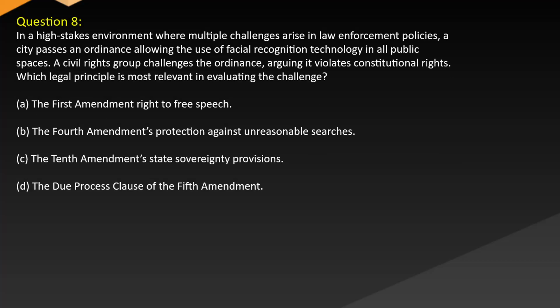Question 8. In a high-stakes environment where multiple challenges arise in law enforcement policies, a city passes an ordinance allowing the use of facial recognition technology in all public spaces. A civil rights group challenges the ordinance, arguing it violates constitutional rights. Which legal principle is most relevant in evaluating the challenge? A. The First Amendment right to free speech. B. The Fourth Amendment's protection against unreasonable searches. C. The 10th Amendment's state sovereignty provisions. D. The Due Process Clause of the Fifth Amendment.